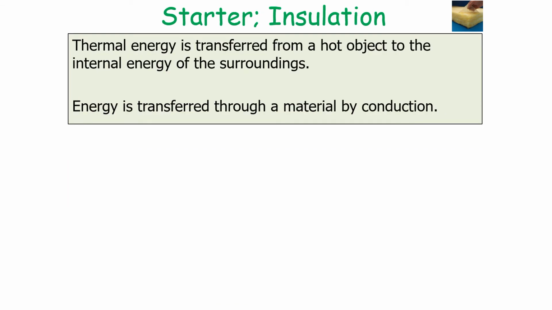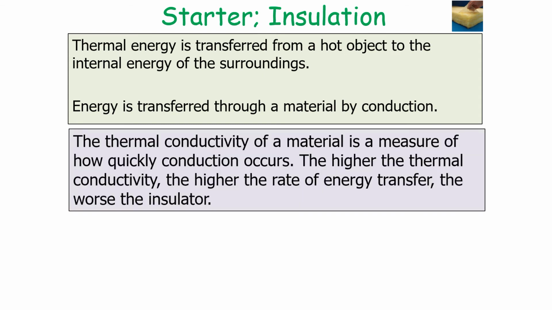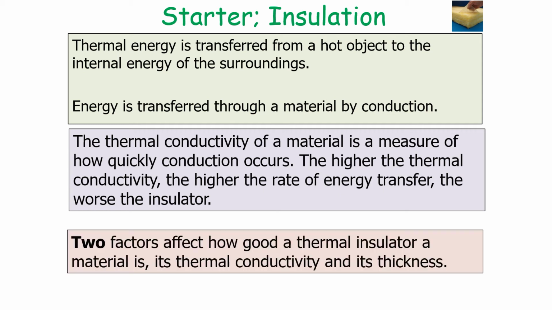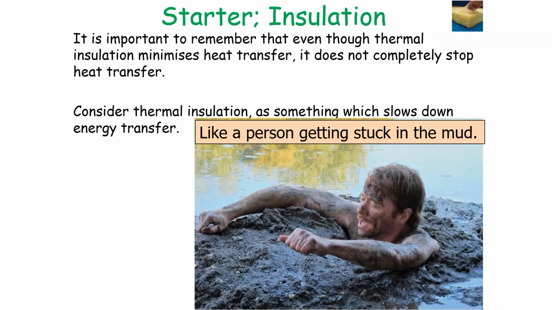So to clarify, thermal energy is transferred from a hot object to the internal energy store of the surroundings, and the energy is transferred through a material by conduction. The thermal conductivity of a material is a measure of how quickly conduction occurs. The higher the thermal conductivity, the higher the rate of energy transfer, the worse the insulator. Two factors affect how good a thermal insulator a material is: its thermal conductivity and its thickness. Now it's important to remember that even though thermal insulation minimizes heat transfer, it does not completely stop heat transfer.